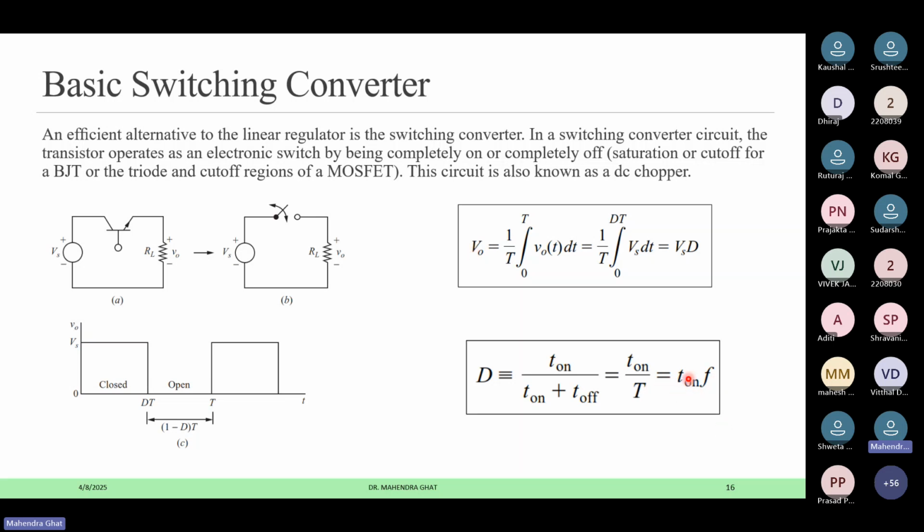Similarly, by changing the T on, if I change the T on time from 0 to T value, you will get the D value from 0 to 1, and the output voltage varies between 0 to the input voltage, that is the Vs. So those are the two control methods used to control the DC-DC converters, called the frequency control and on-time control.